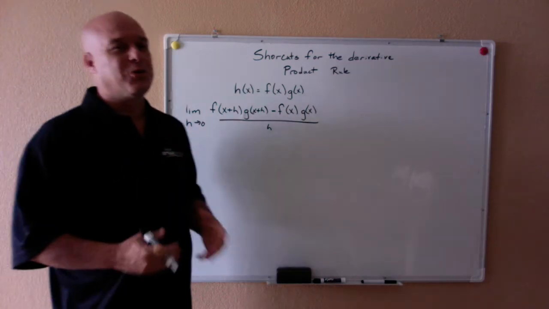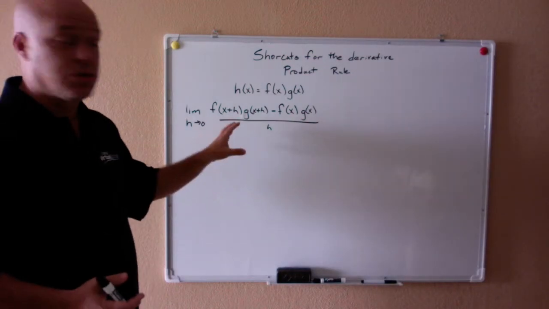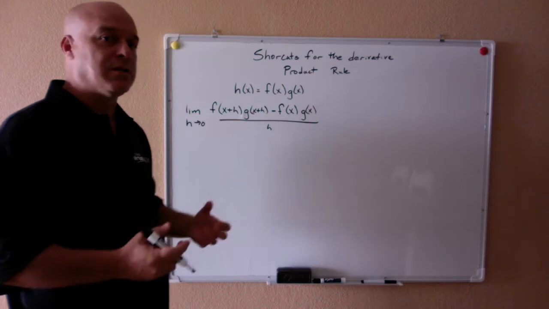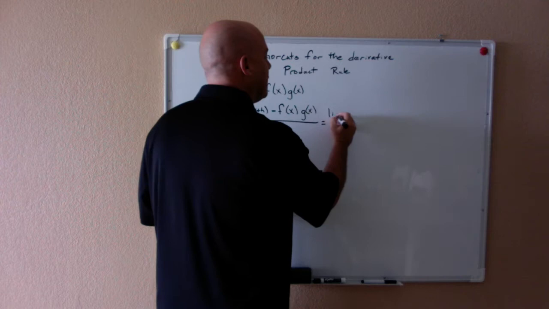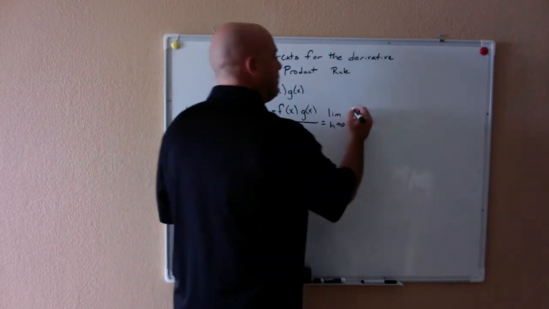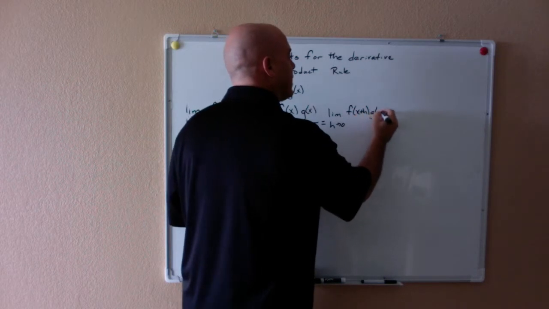Here's where there's a little trick to this one. I'm actually going to modify this just a little bit to get some information in here that I would like to use so that I can split this thing apart. So what I'm going to do is take this function, limit as h goes to 0, and I'm going to leave this first piece the same, f of x plus h times g of x plus h.